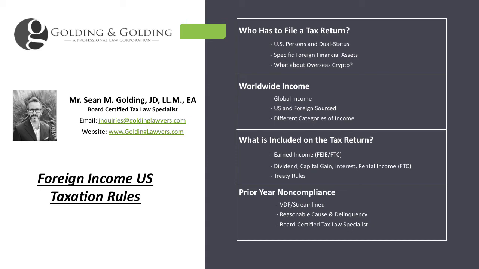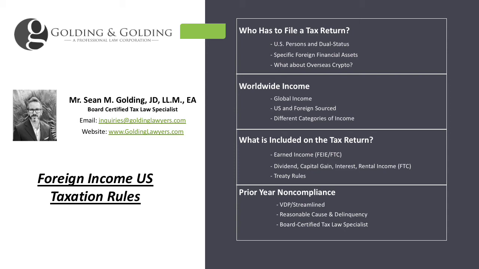Now, one thing to keep in mind is that even though you have to include the income, you may qualify for certain exclusions, limitations, exceptions, tax credits, but from a baseline perspective, the income needs to be on there. For earned income, you may qualify for the foreign earned income exclusion, Form 2555. You may qualify for a foreign tax credit, Form 1116, or a hybrid of both depending on how much income you earn and if you're in a low tax or high tax jurisdiction.